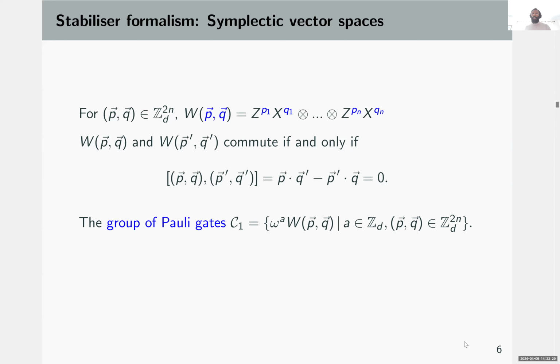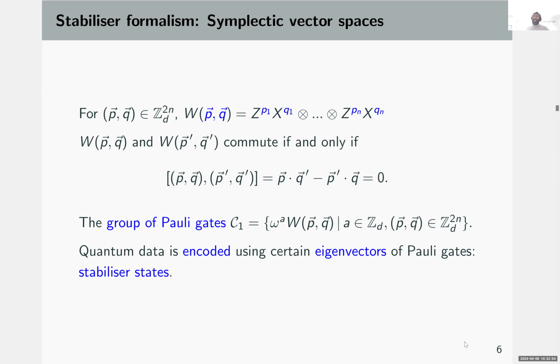Okay, and so we can define a group of Pauli gates, which are basically all the possible ways of multiplying Z and X on each qudit, and also with any phase that is a primitive root of unity. Okay, you multiply these together, you're going to get something back in this set that's a Pauli gate, so that's why it's a group, essentially. And we're going to label it C1 for reasons that will become obvious later.